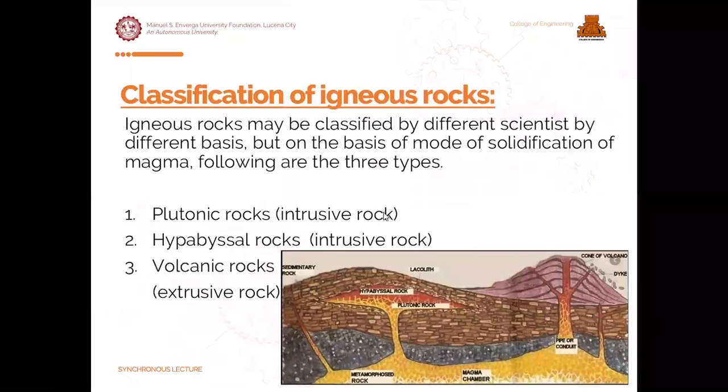So, we can further classify igneous rock into three classifications. This is based on the mode of modification of magma. So, we have the plutonic rocks or what we call intrusive rocks. Okay? Then hypabyssal rocks, or intrusive rock also. Okay? So, let's look at the difference between these two. And volcanic rocks or the extrusive rocks.